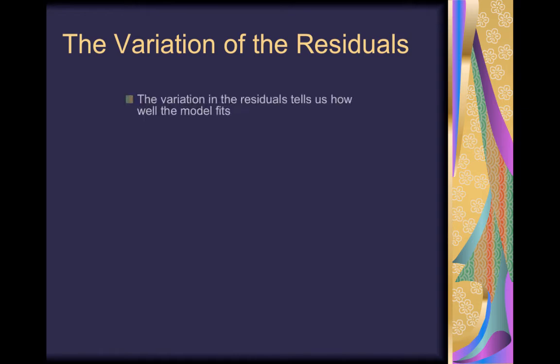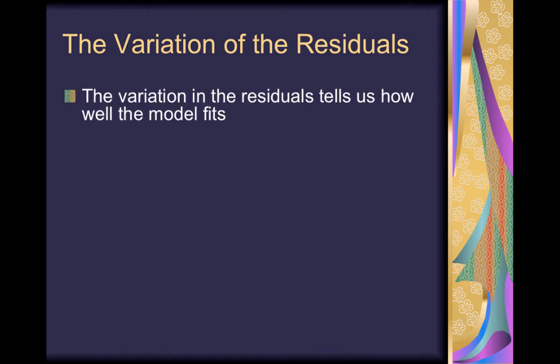So, looking at the variation of the residuals. The variation of the residuals tells us how well the model fits. So if our residual plot is random, that's good. But there are, of course, different levels of strength. We might have a really strong relationship and we might have a weaker relationship. And the variation in the residuals gives us that idea.